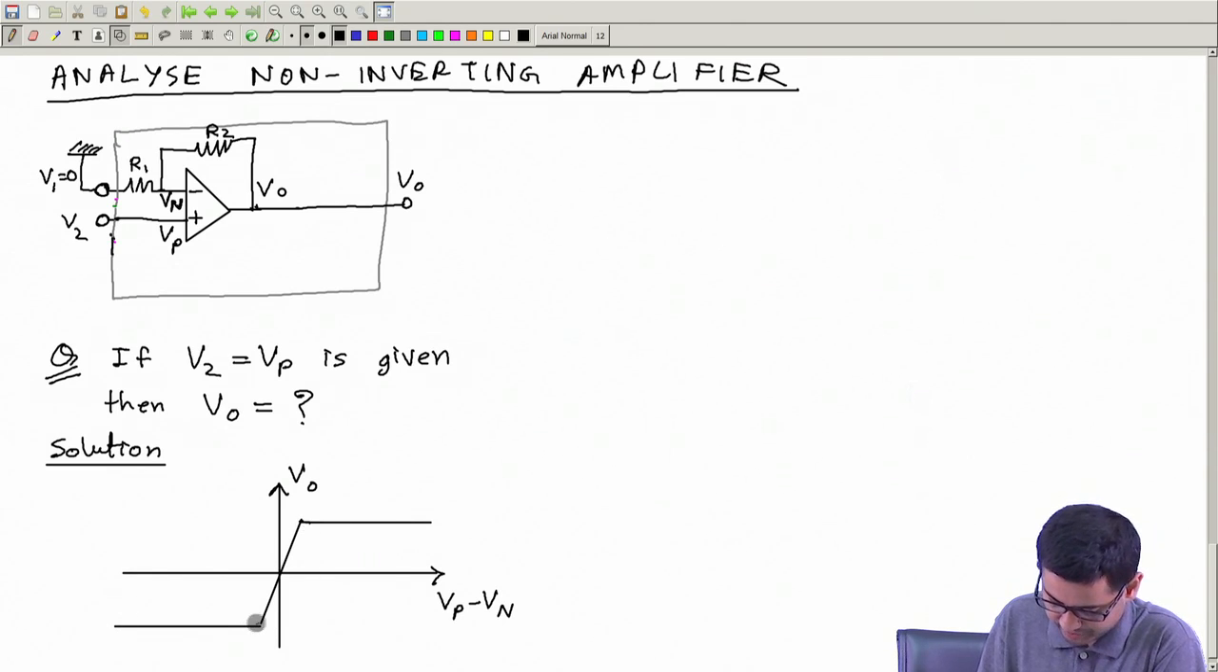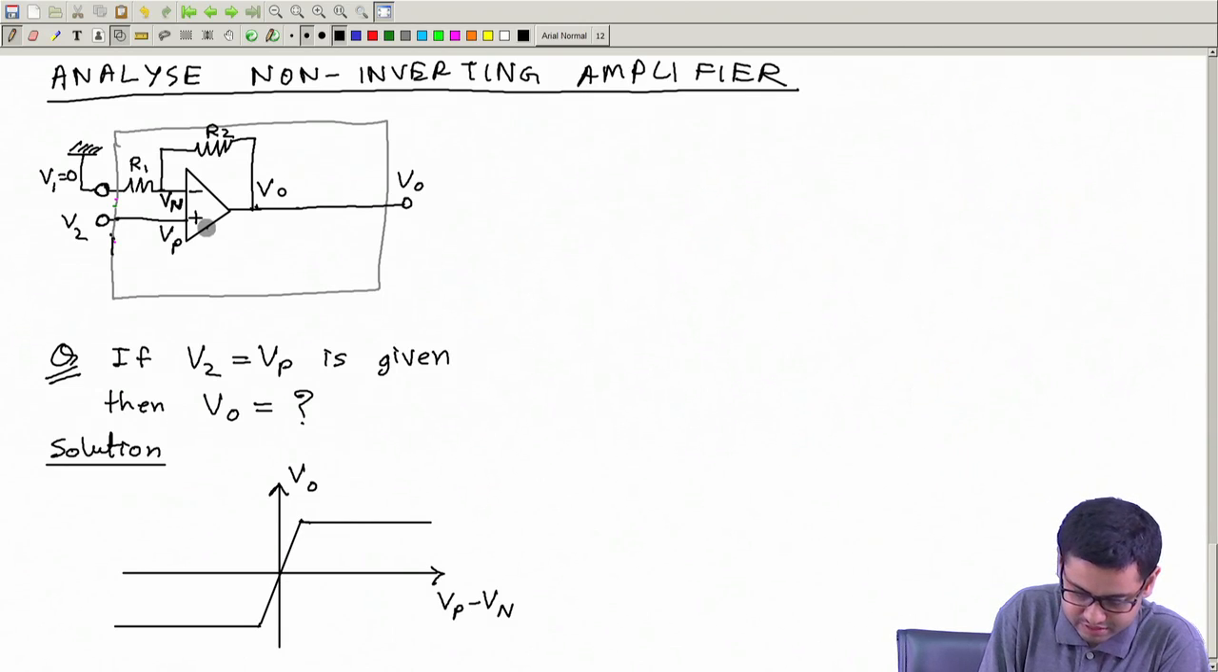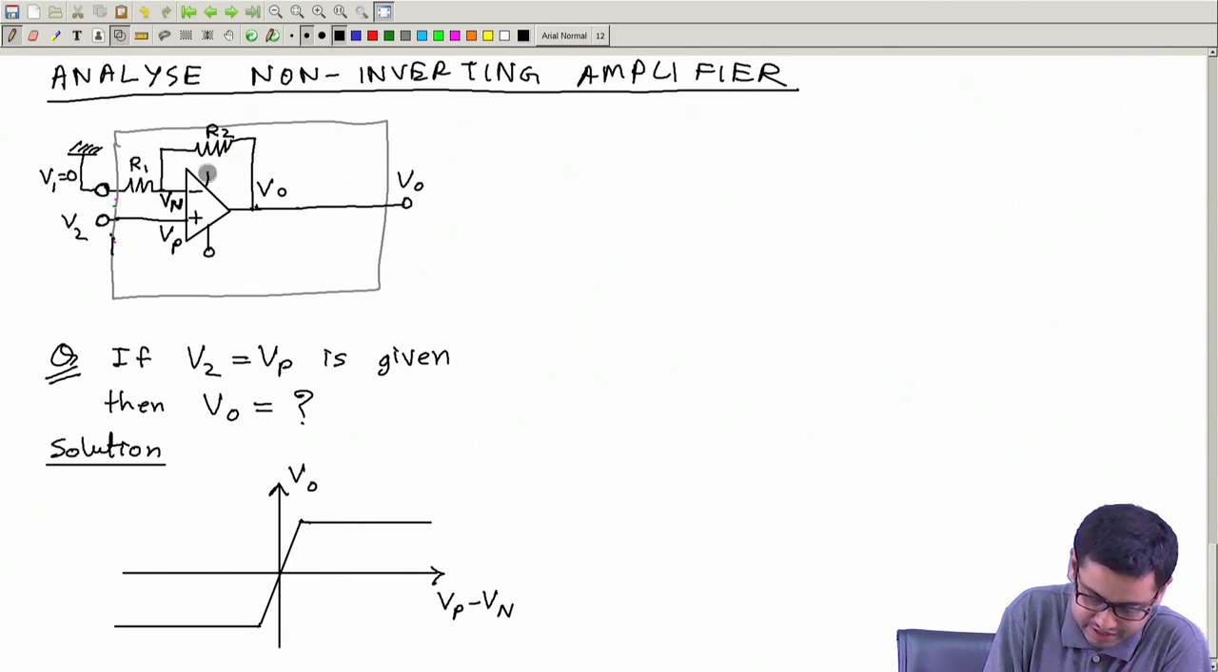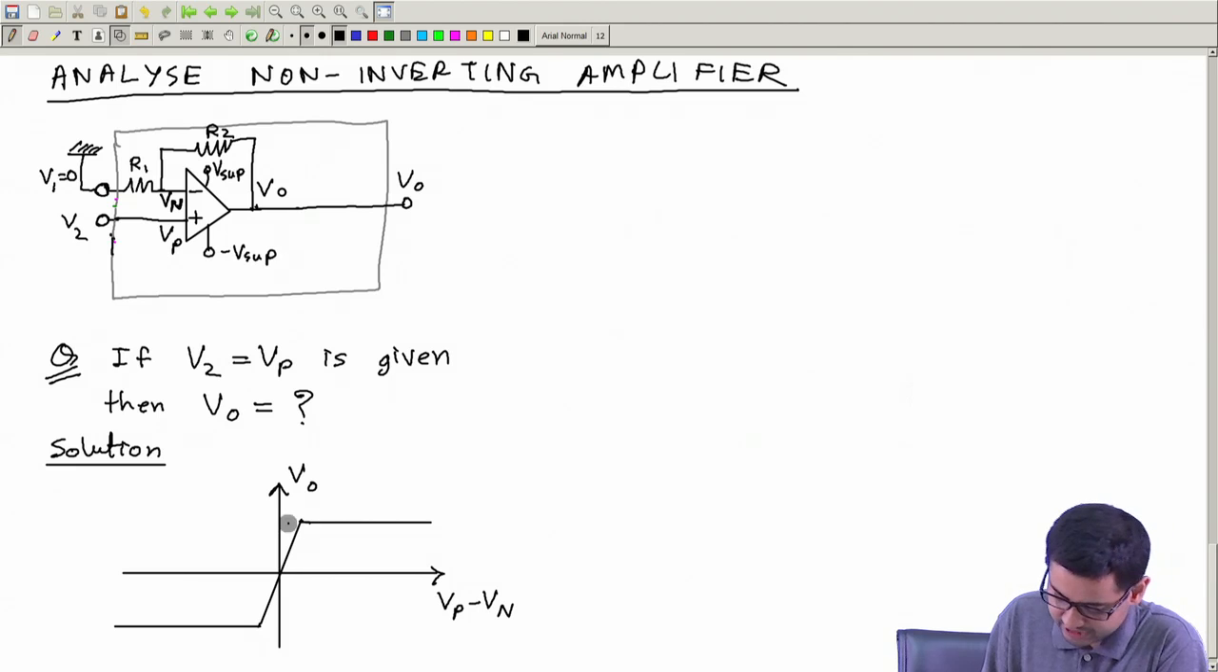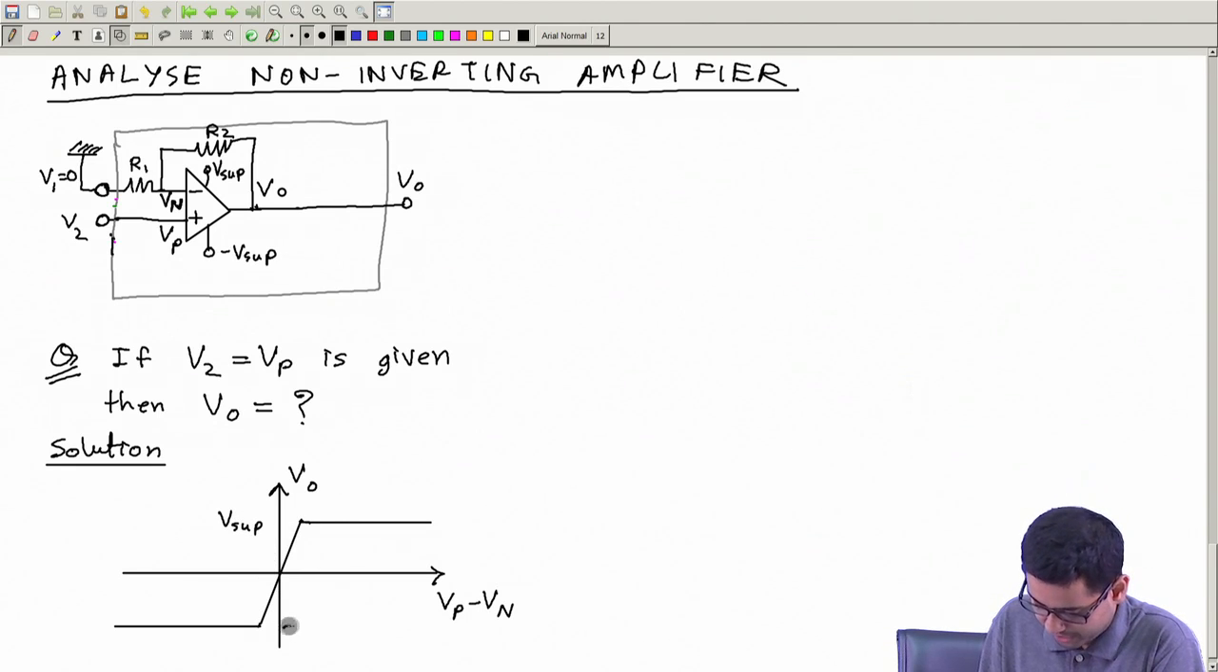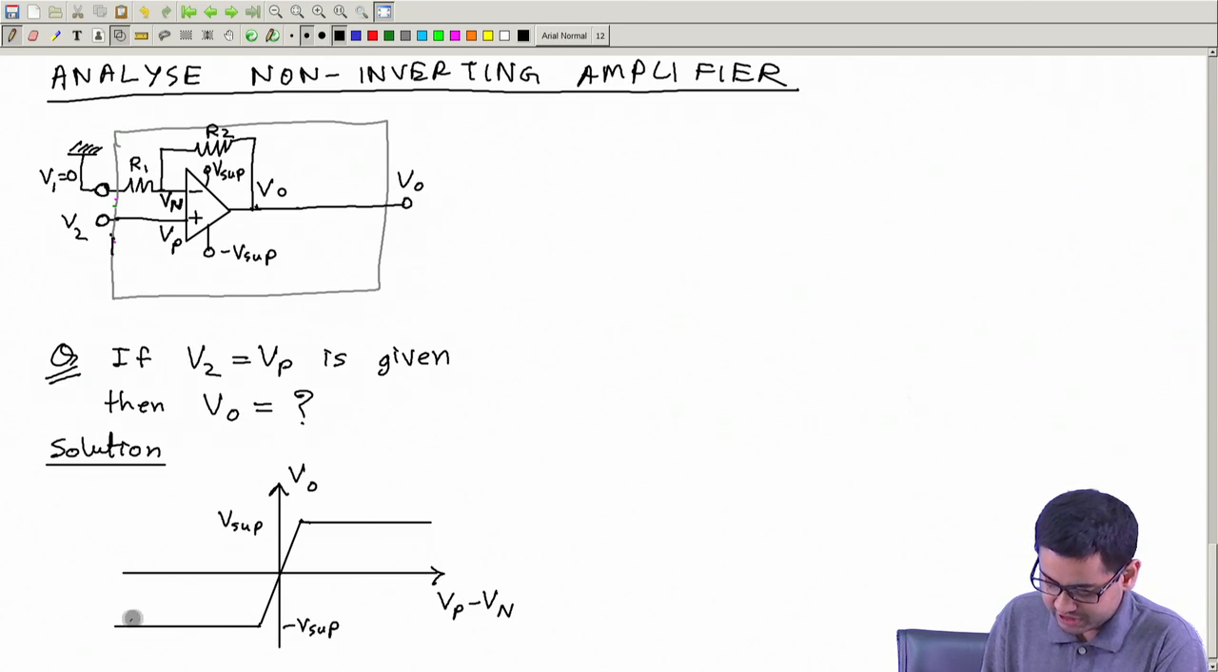This part may or may not be a straight line. Okay, and this value is, if it has power supplies like V supply and minus V supply, then this point is V supply, this point is minus V supply. So this is the input output relationship. So if I know Vp, if I know Vn, then I can find the value of Vo, right?